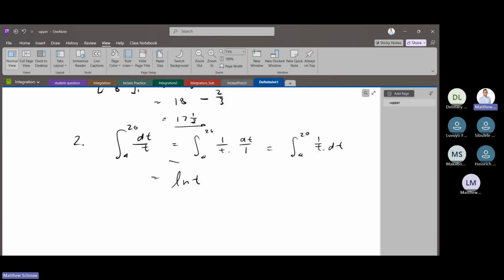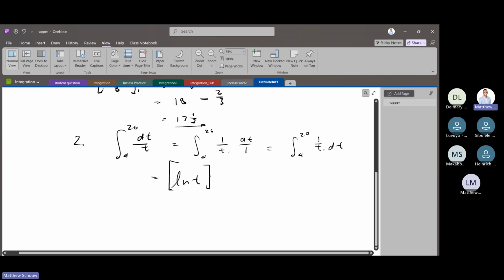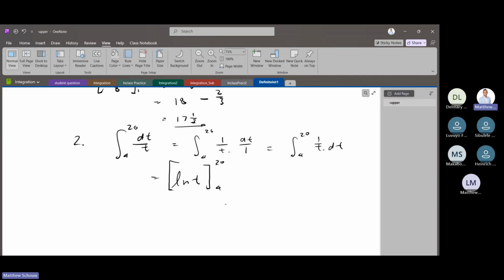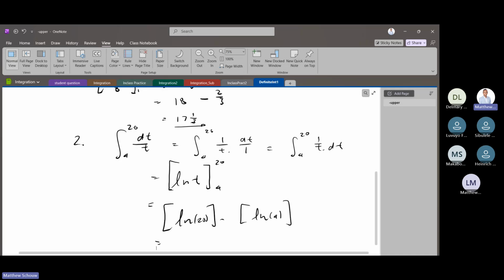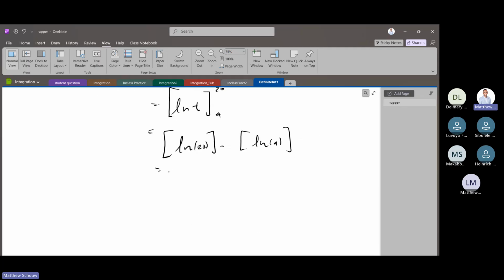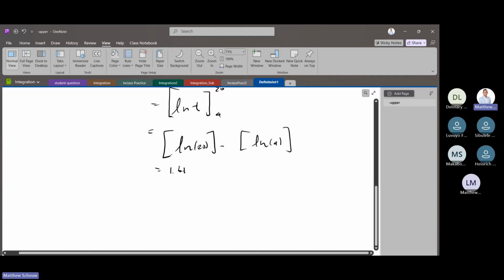And remember now, we're dealing with a definite integral. We're going to put a 20 and a 4. Then what we have to do is substitute the high limit, ln 20 minus ln 4, right? This is your definite integral. And if you find the result of that, you should get 1.61. And obviously, you're going to do this in your calculator. I'm not sure if you guys can put ln in your calculator.